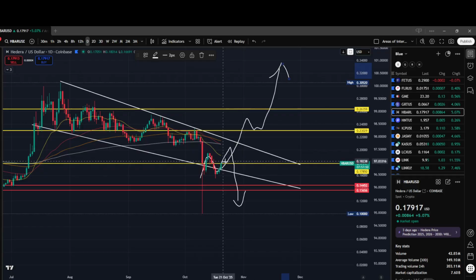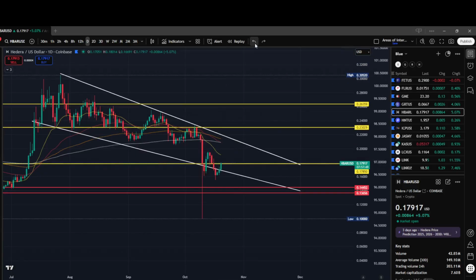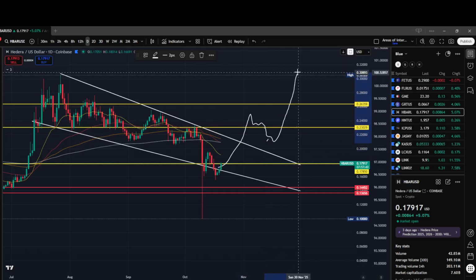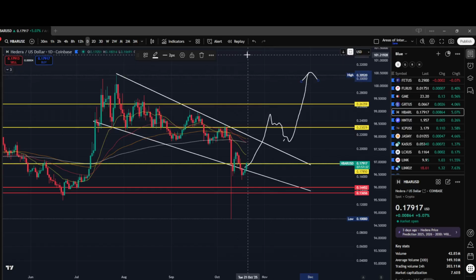Once you get above this trend line, once you get above this wedge, you'll be above all your EMAs, and you can flag out. You can even flag out like that and then go. Something like that.